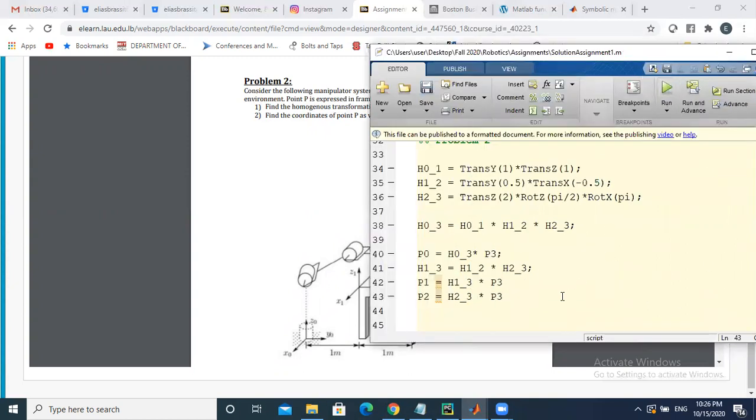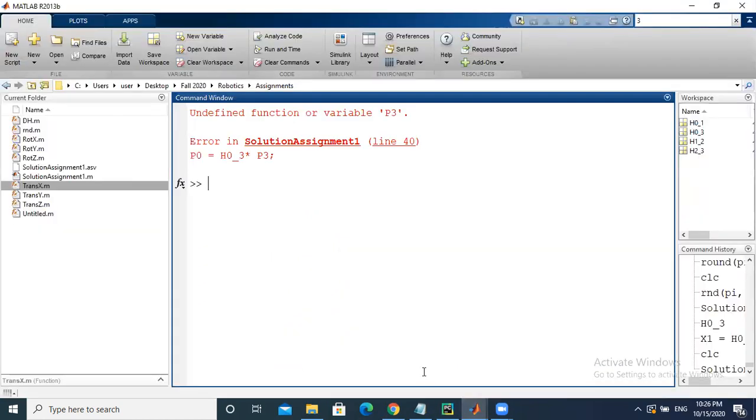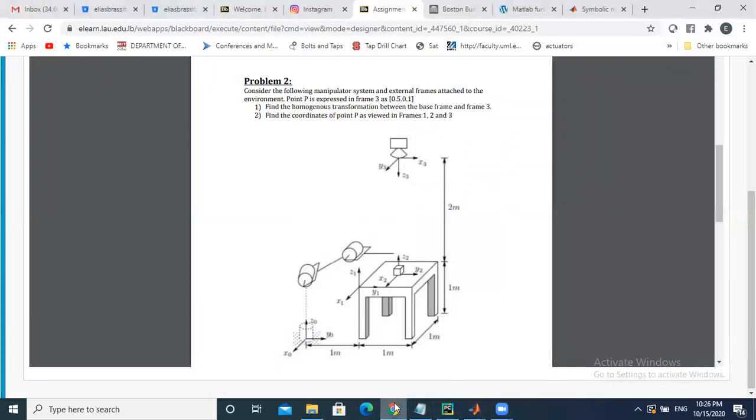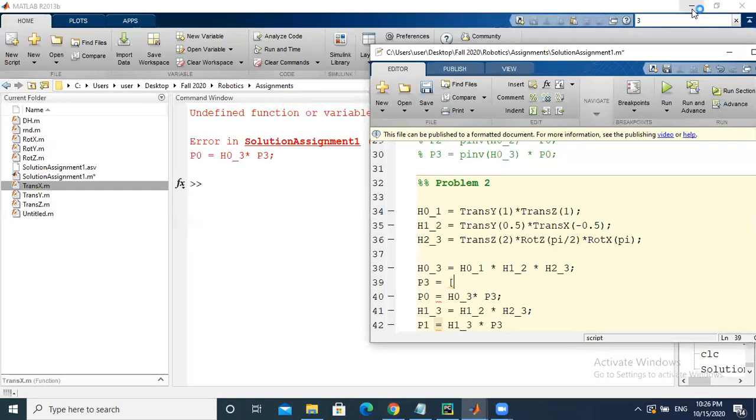Very straightforward, very easy problem, except we have some error. P3 is not defined. So P3 is equal to how much? Remember, this is a column, right? 0.5, 0, 1. And don't forget the one at the end.